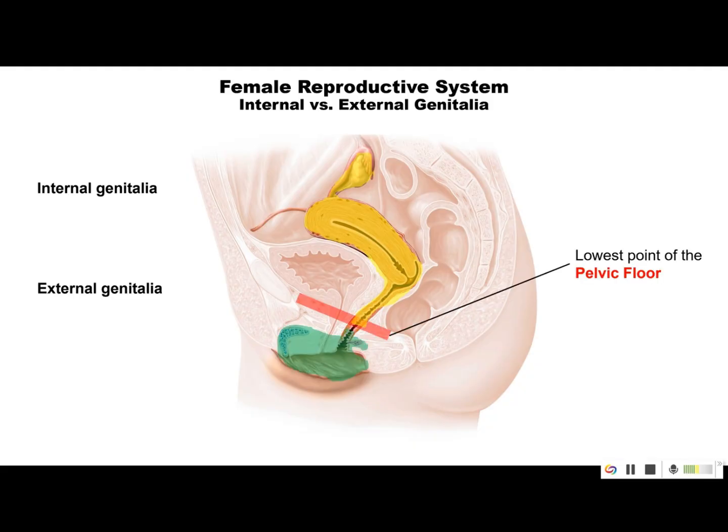The external genitalia comprises structures outside the lesser pelvis and are suspended by the urogenital diaphragm, also known as the perineal membrane, which will be discussed in detail in a different podcast.